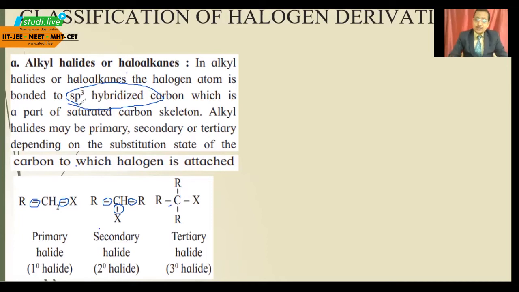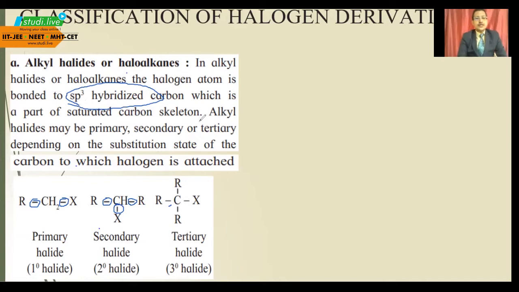So the halogen atom is attached to a carbon which is sp3 hybridized. Now, what does sp3 hybridized mean? It means it has a single bond. So if it is sp3 hybridized, it should have a carbon-carbon single bond. So that is sp3 hybridization.